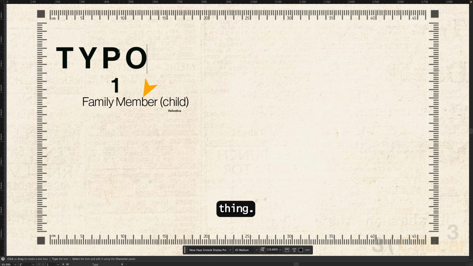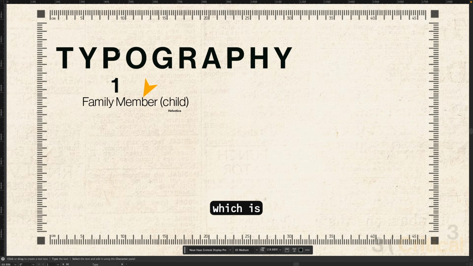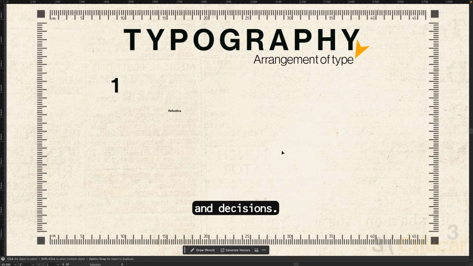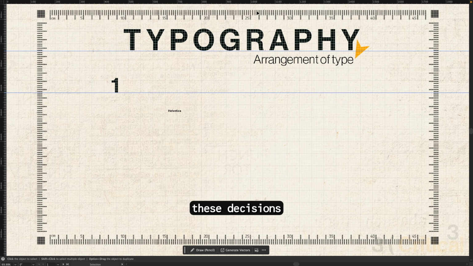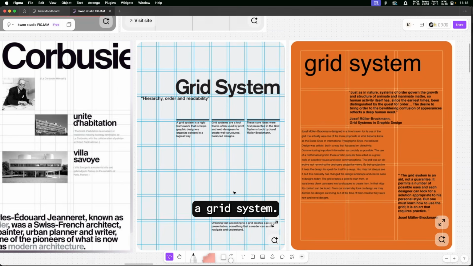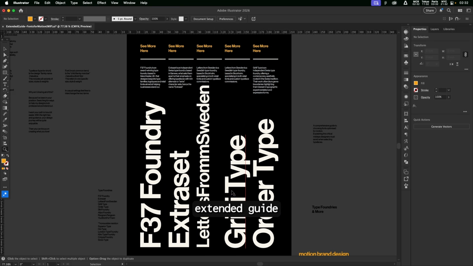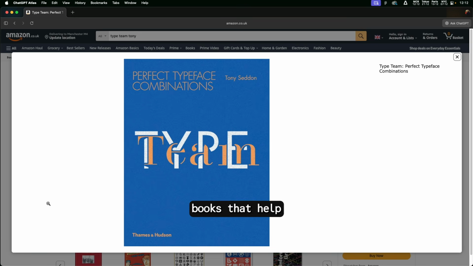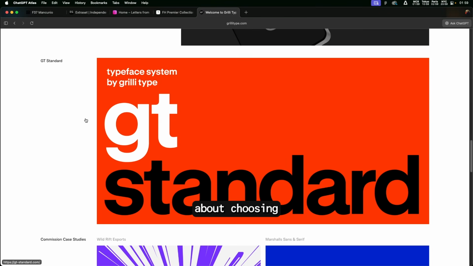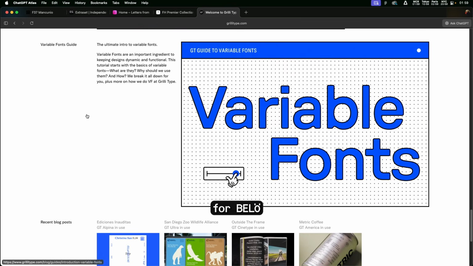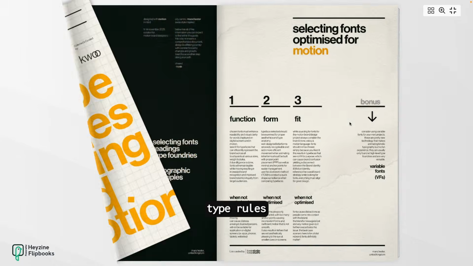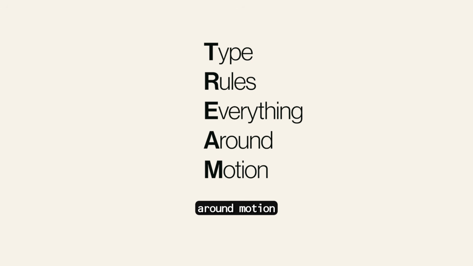Another thing, I also mentioned typography, which is the art of arranging type. This includes design choices and decisions. For us, these decisions will be informed by using a grid system. Grid systems are briefly covered in the extended guide linked in the description. I also recommended some great books that help as well. As we go on about choosing our fonts for BELÖ, always keep motion in mind. Remember this acronym. Type rules everything around motion.